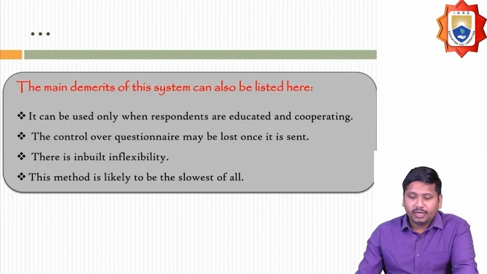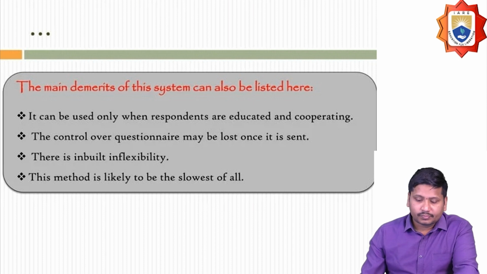When it comes to the demerits of this method, it should be used only when the respondents are educated and cooperating. That is a disadvantage of this method. The control over the questionnaire may also be lost once it is sent, and there is an inbuilt inflexibility, and this method is likely to be the slowest of all. So these are the disadvantages.